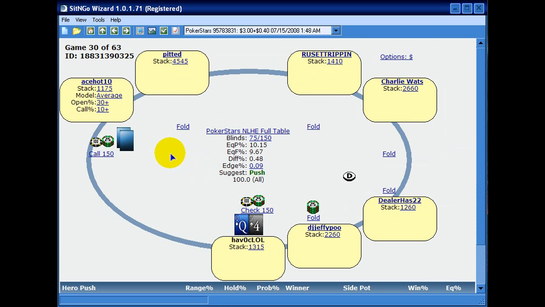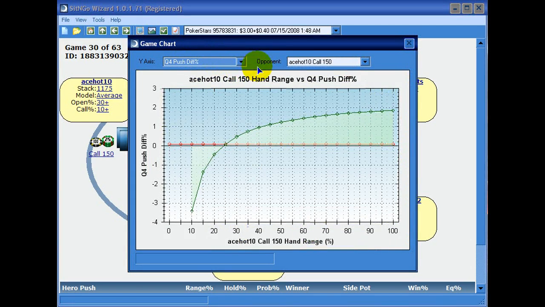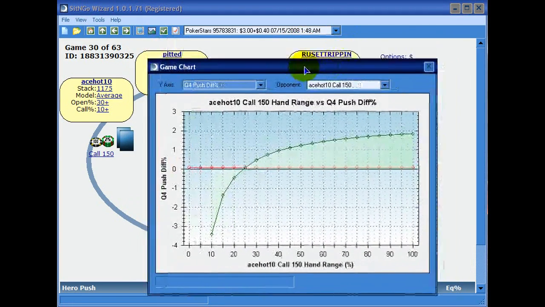Here we have ace-odd here, and he calls under the gun for 150. Sit and Go Wizard has him here as calling with 30% of his range, and then calling our push with 10% of his range. So Sit and Go Wizard believes that with a 10 big blind stack, we have around a 66% fold equity on him, which is a very, very big flat out lie.